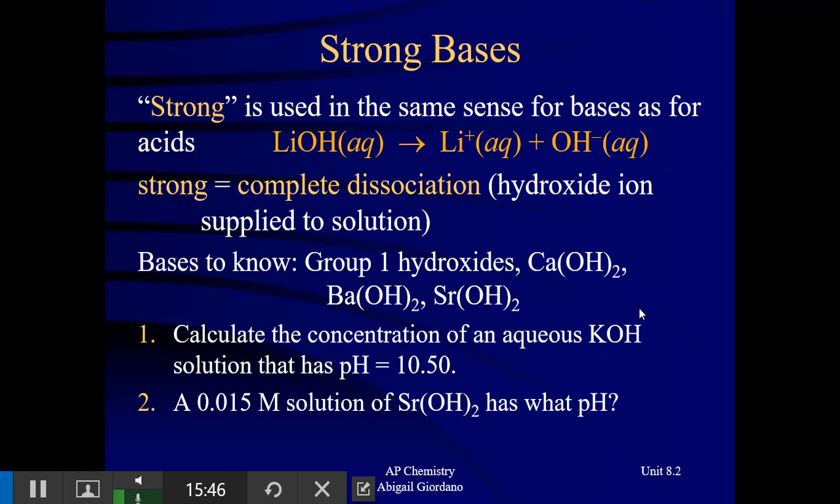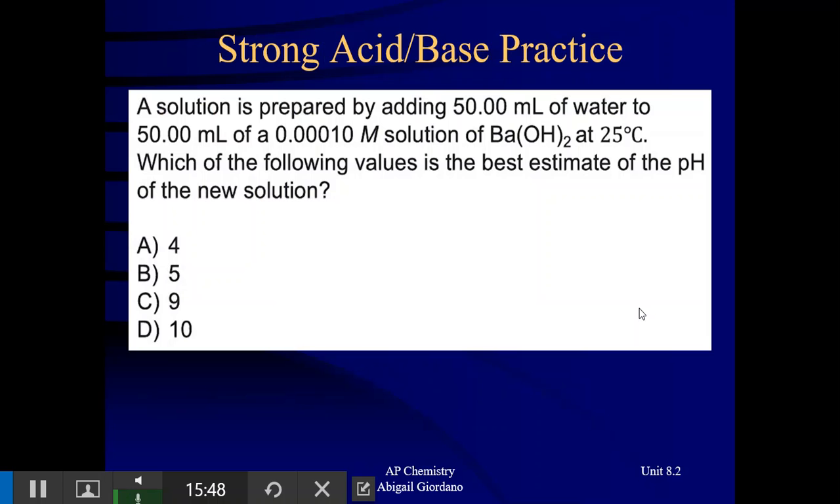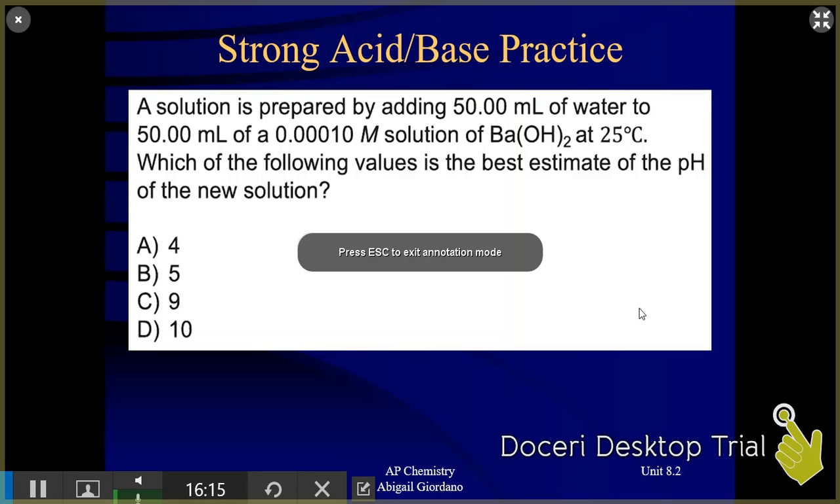So let's look at some practice AP kinds of questions. I'm going to work this one with you, and then I'm going to give you a chance to do some on your own. All right, this one says a solution is prepared by adding 50 milliliters of water to 50 milliliters of a 0.0001 molar solution of barium hydroxide at 25 degrees. Which of the following values is the best estimate of the pH of this new solution?